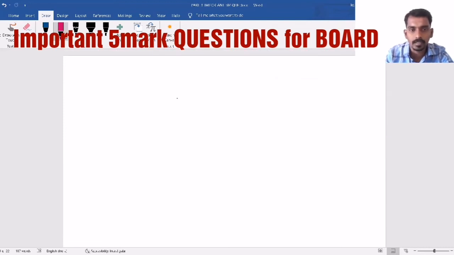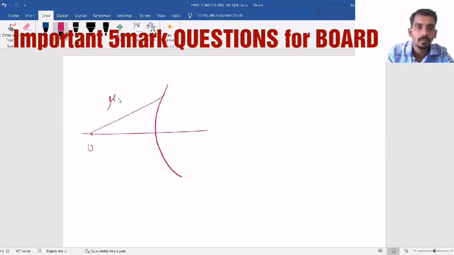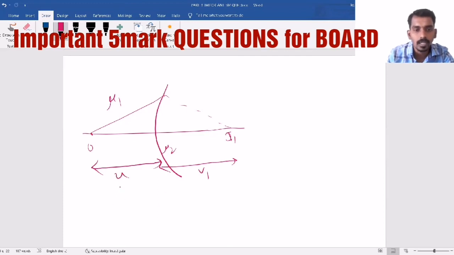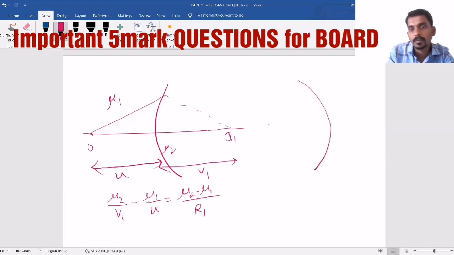So when you consider both refractions here, on one side I am drawing the one refraction. Now this is the object and it is going from mu 1 to mu 2, and somewhere the image is forming, that is I1, and this distance is v1 and this distance is u. So I can write the equation that mu 2 by v1 minus mu 1 by u equals mu 2 minus mu 1 by r1. Similarly, when you consider the second surface, now this ray is the incident ray for this one. Now somewhere it will intersect, that is behaving like an object, this I1, a virtual object.